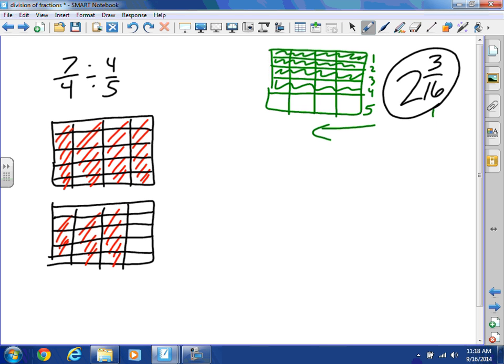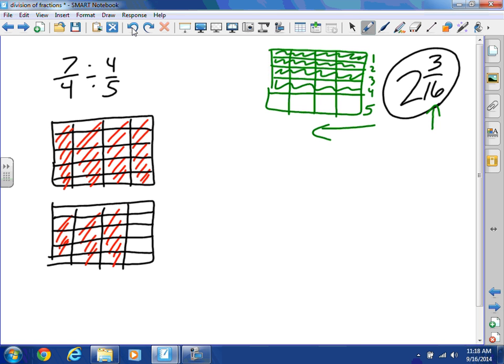You just said 16. Do you notice something about our answer? Please pay attention. Now, I'm going to go over here to my 7/4. Does everybody see how I colored in 1/4, 2/4, 3/4, 4/4, 5/4, 6/4, 7/4?